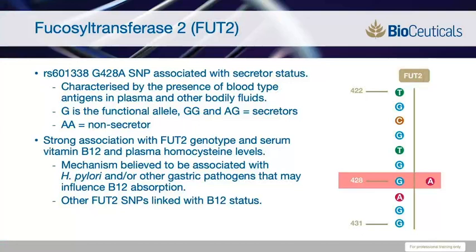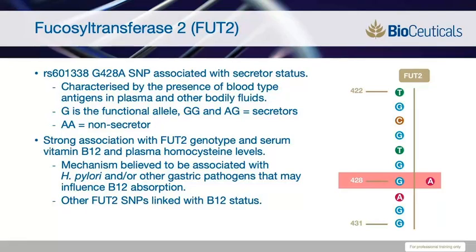So there are a number of genome-wide studies, very, very strong evidence linking a number of SNPs, but in particular, this is the one you want to look out for, with B12 levels. RS601338 is the particular SNP that we associate with secretor status. What I mean here is we talk about the secretions of those ABO blood type antigens.